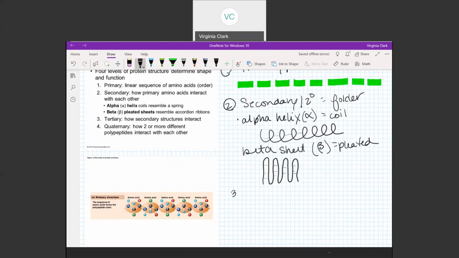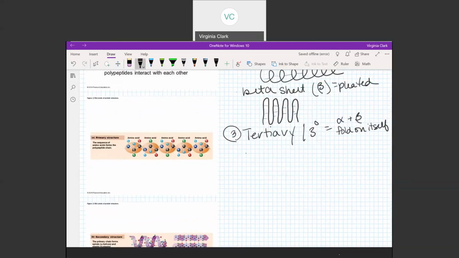The third structural level is tertiary, or 3. And this is going to be how the alpha helix and the beta pleat fold on itself. So this is going to be a blob, essentially. It is going to create a globular protein. And this globular protein is going to be both alpha helix plus beta sheet. It is a blob.